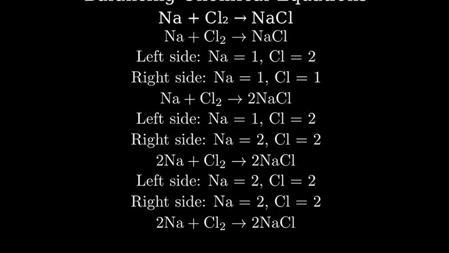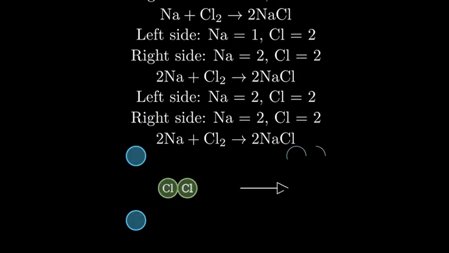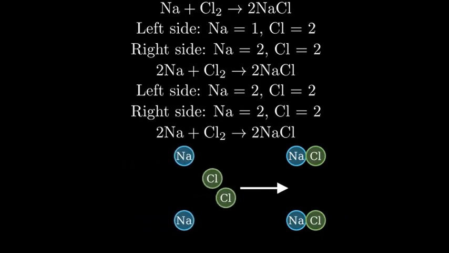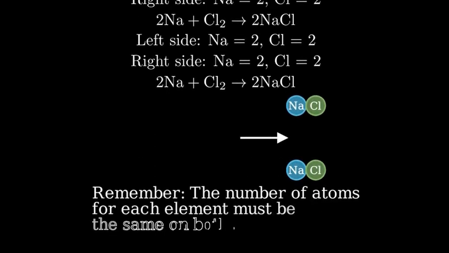Let's visualize this reaction with a diagram. We start with 2 sodium atoms and 1 chlorine molecule. These react to form 2 sodium chloride molecules. And that's how we balance the chemical equation for the reaction between sodium and chlorine to form sodium chloride.